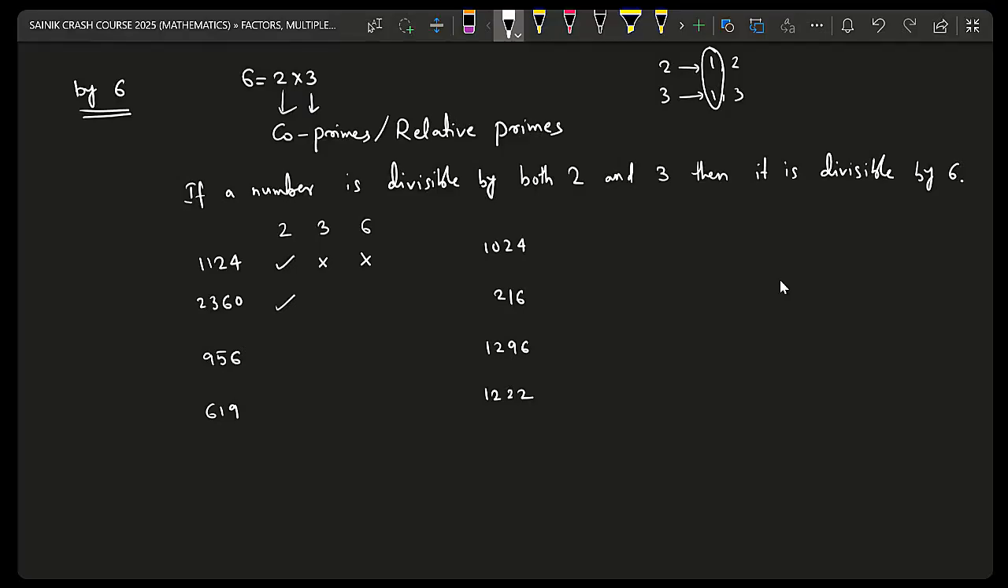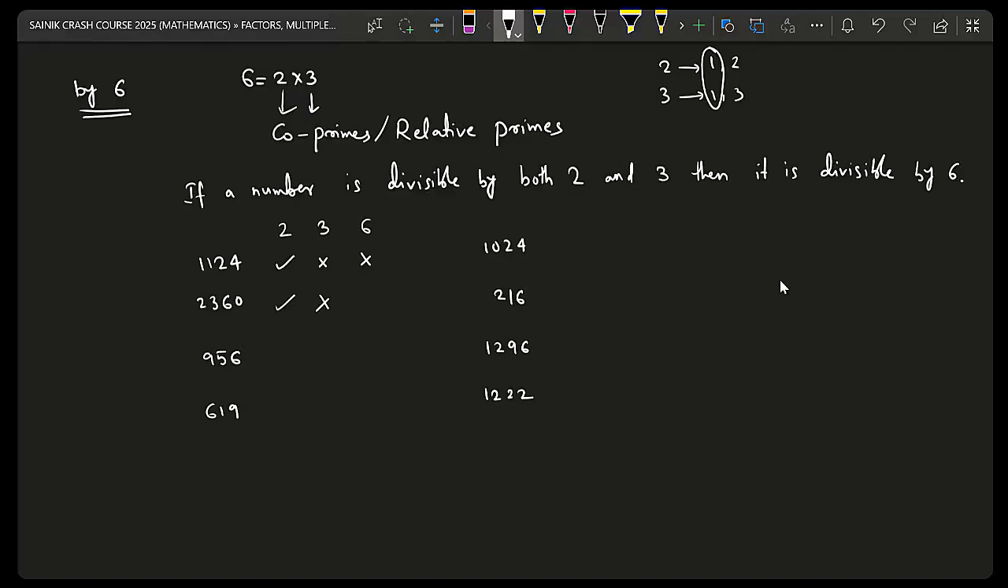Sir, not divisible by 3. What is the divisibility rule by 3? Tell me. Sir, sum of all the digits. Okay, add the digits. 2 plus 3, 5. 5 plus 6, 11. Is 11 divisible by 3? Sir, not divisible. So it is divisible by 2, but not divisible by 3.